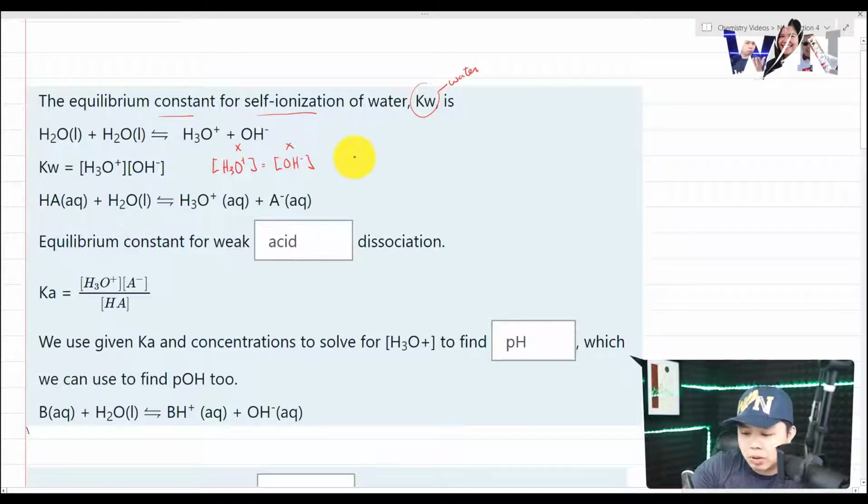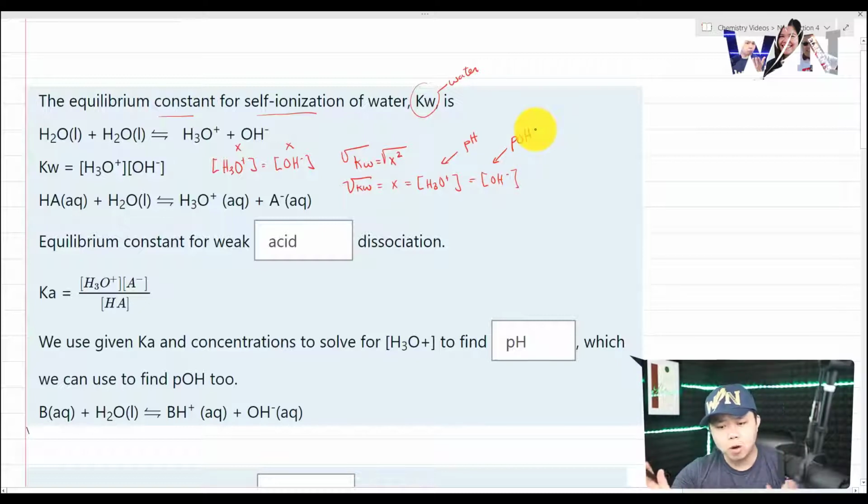So what we can do is now have Kw equal to X squared, and we can solve for X squared easily by just taking the square root of that. So X is equal to the square root of Kw, which in this case is equal to H3O plus or equal to OH minus. And now we can find the pH or the pOH. And that's why when we look at the self-ionization of water, we know the pH is 7, right? Which means we have the same values.